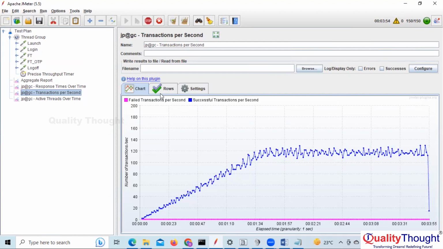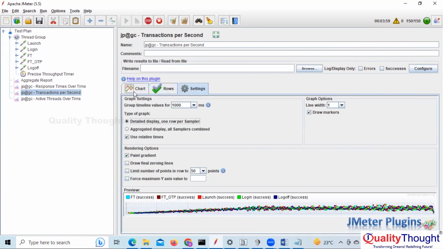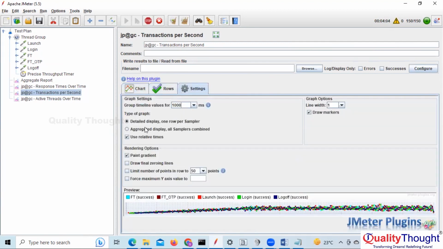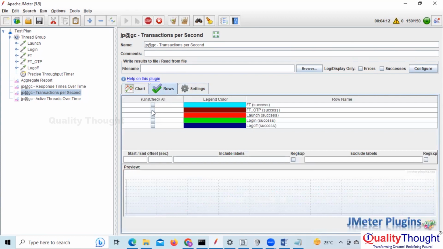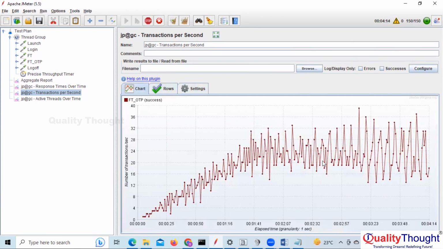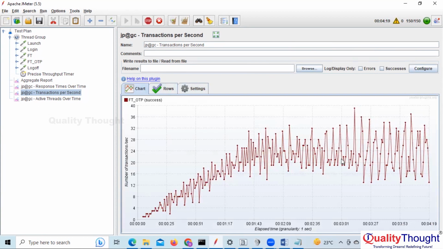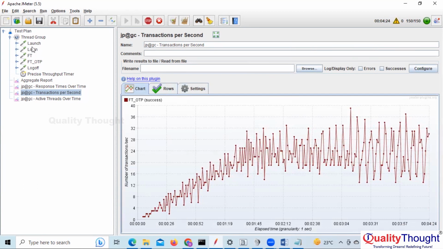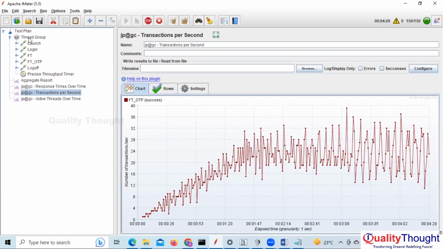See, let me remove this. I have removed this aggregate. I made it detail. And now I will go to these rows and uncheck everything and check only fund transfer OTP. For only fund transfer OTP, how much is it achieving? 30, right? 35. Okay. For each and every transaction, it is achieving 30. That means it is achieving overall 100, right? Okay. So here I am targeting for overall 100.